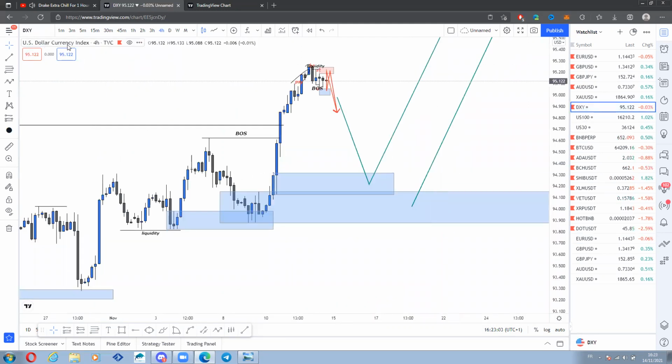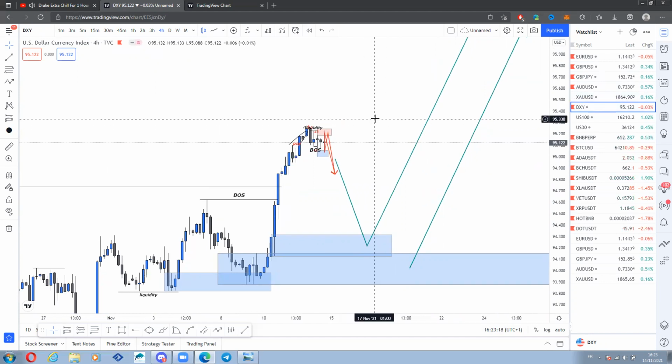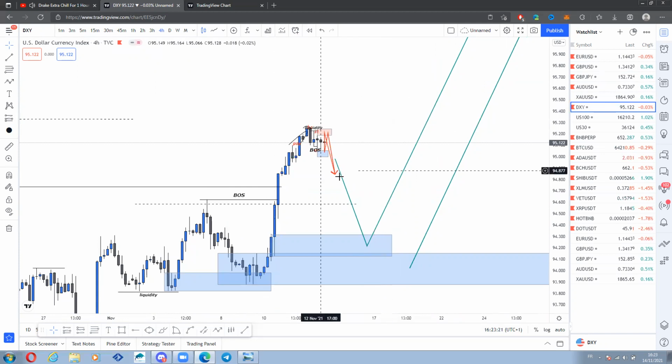If you can see, US dollar currency index. Since almost all my pairs have the dollar index in them, like EU, GU, AU, and gold dollar, I need to see the strength of the dollar, so I can know later if I'm going to be a buyer on AU or not.